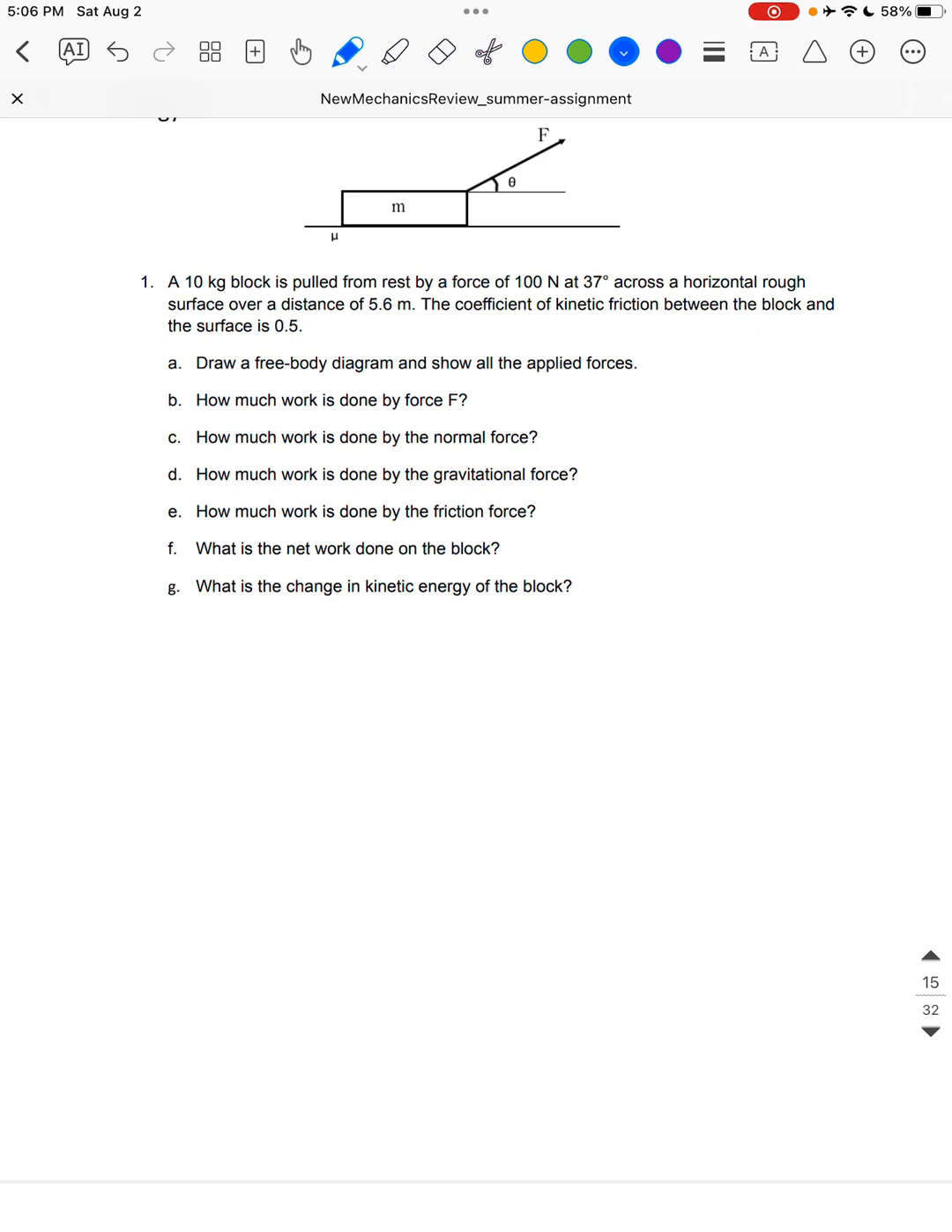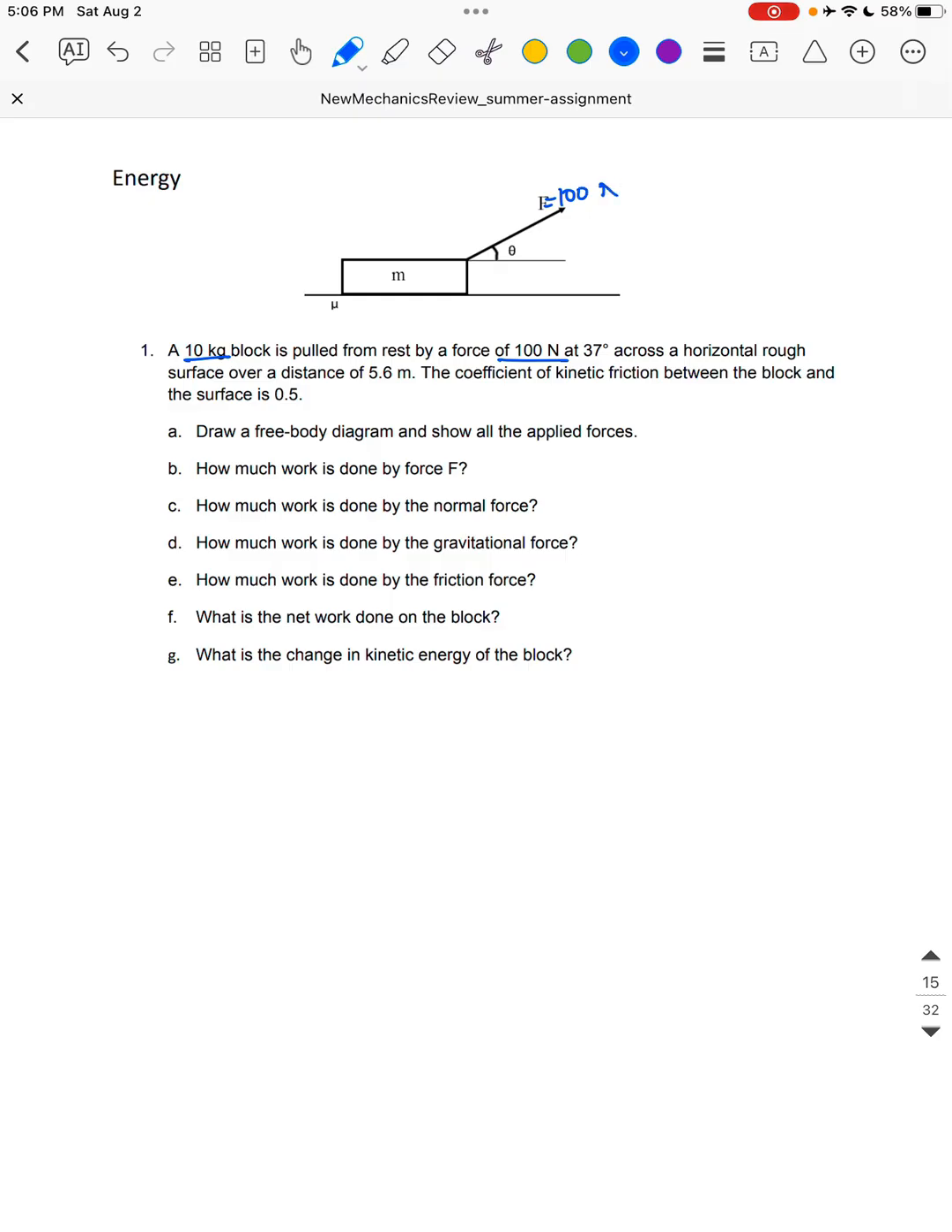For problem number 1 in the energy section, we've got a block being pulled by a force on a surface with friction. So we've got a 10 kilogram block. The force being pulled is 100 newtons at a 37-degree angle. It does have a rough surface. Mu is equal to 0.5 and the distance it travels is 5.6. So I like to kind of draw out that visual.